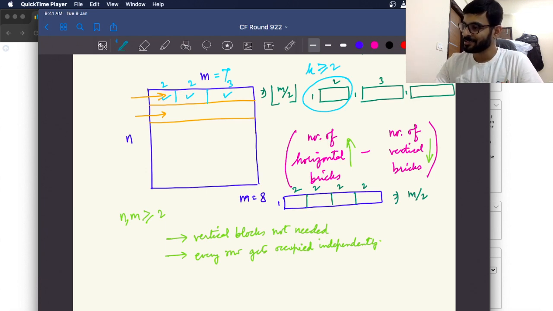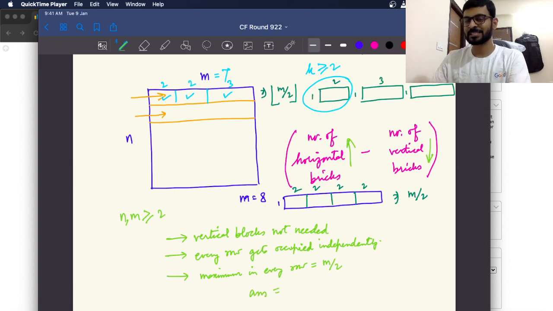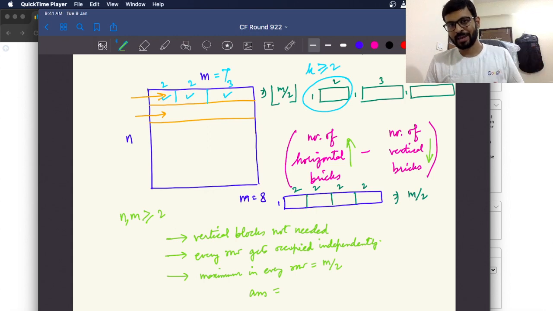So yes, we can generalize that our final solution is the maximum in every row. Every row is basically m by 2. This is the maximum in every row, using integer division, which will do the flooring. And then the overall answer, after you maximize all the rows, every row is m by 2. So n rows gives you a total of m by 2 into n.